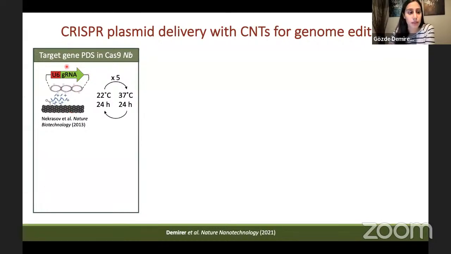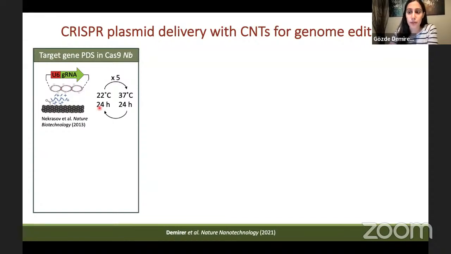What we did, we loaded this plasmid onto the carbon nanotubes, and then we did a heat treatment. So the plants were at 22 degrees for 24 hours, and then they were at 37 degrees for 24 hours, and we rotated this cycle 5 times. We were just trying to increase our editing efficiency, as Cas9 has higher activity at higher temperatures.